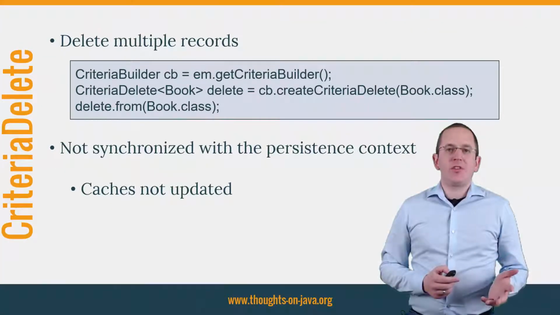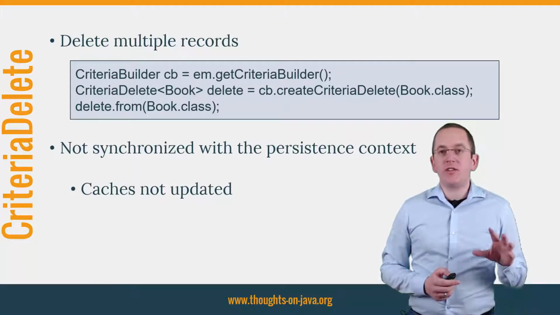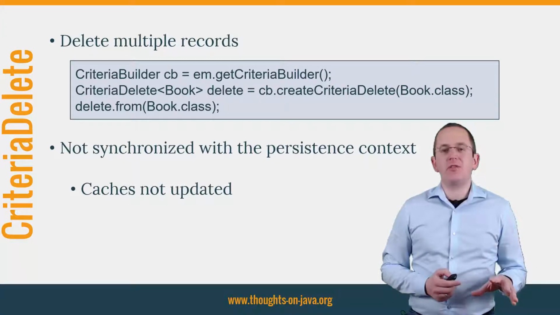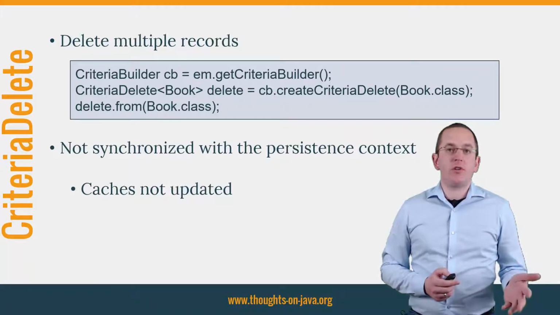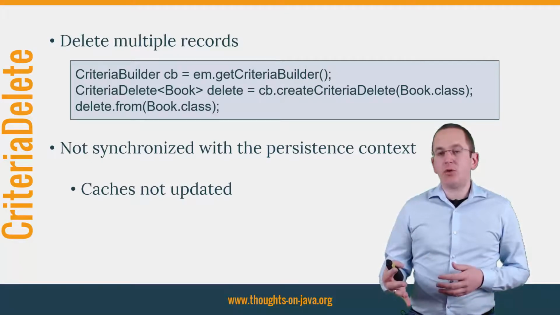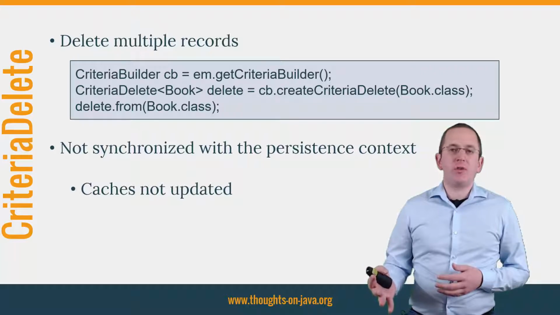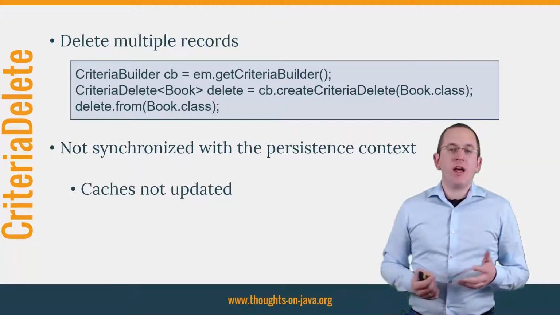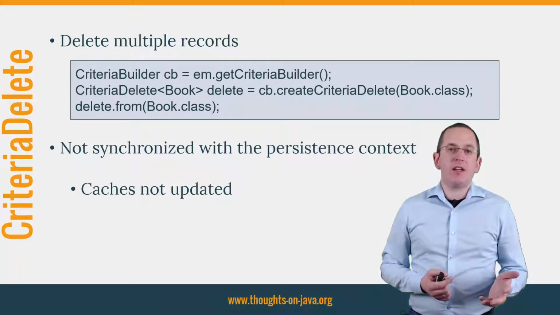The usage of the CriteriaDelete interface for bulk delete operations is very similar to the definition of a criteria update. And it also has the same pitfall. The CriteriaDelete operation gets directly mapped to a database delete statement. Hibernate doesn't synchronize the persistence context with the result of the delete operation, and you need to be aware that Hibernate doesn't update its caches.